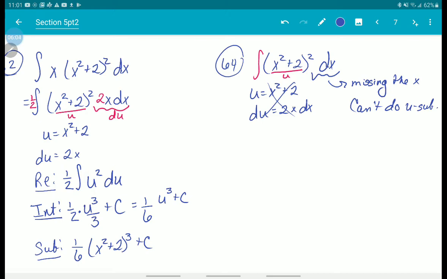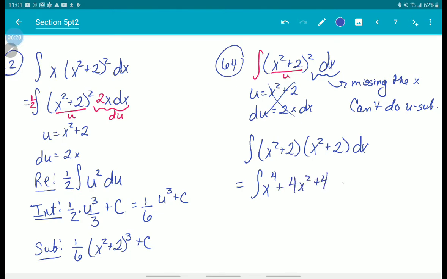But in this case, we still could integrate. So we're integrating x squared plus 2 squared, which is really x squared plus 2 times x squared plus 2. And that is x to the 4th plus 4x squared plus 4. We could FOIL that out, and we could integrate each piece. Now, this doesn't always work, but in this case, it's an option for us. So there's our final answer.